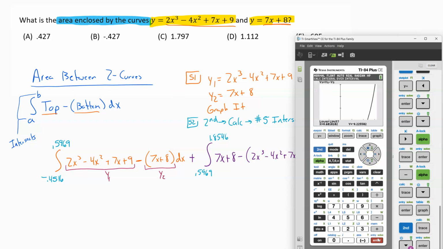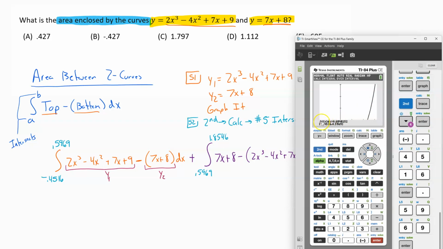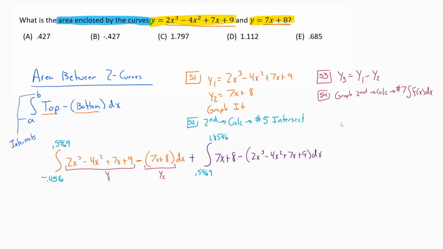I hit enter, and the first question it asks at the bottom of the screen is the lower limit. The lower limit we found was that first intersect, negative 0.4516. Type that in, hit enter. It then asks for an upper limit, which is our upper bound, 0.5969. I hit enter. It does its thing, and at the bottom of the screen I can see integral of f of x dx equals 0.6848. So for this first integral, we're getting 0.6848.